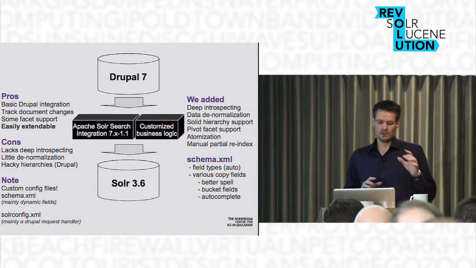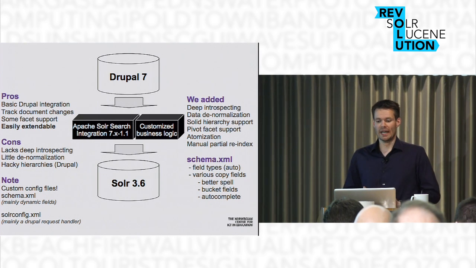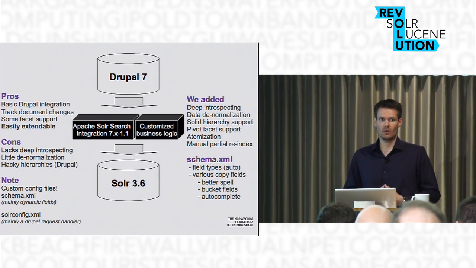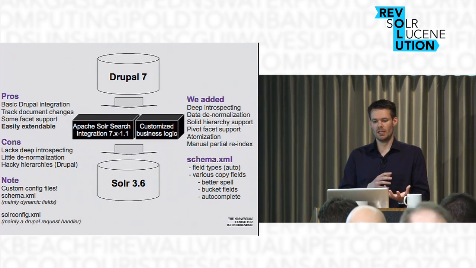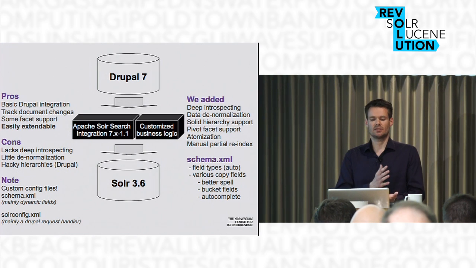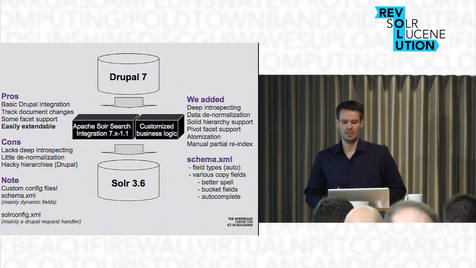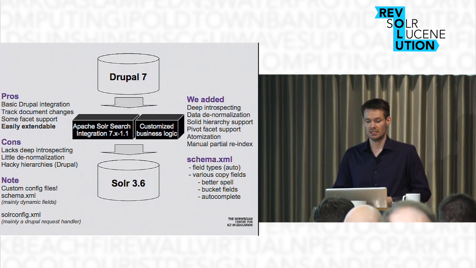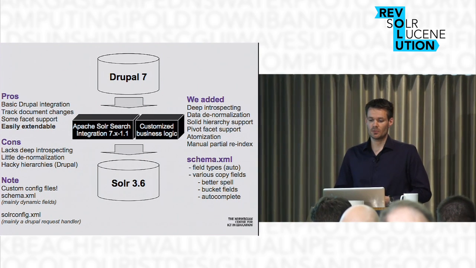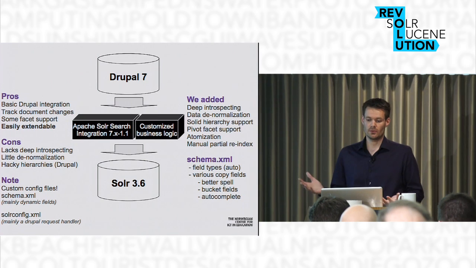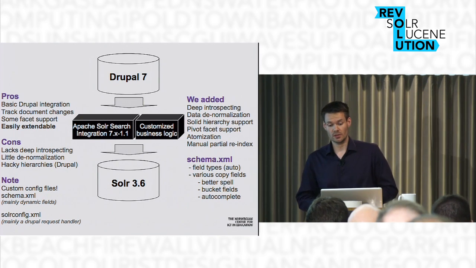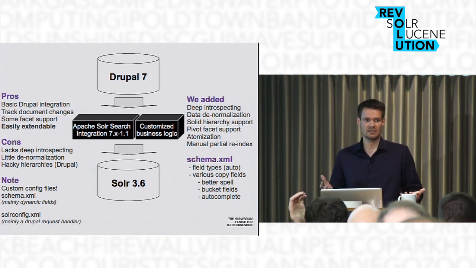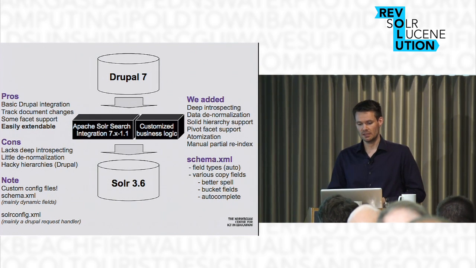So based on that module, we extended it quite heavily. We added deep introspecting capabilities. So you have a node which is related to another node. We gather data from the other node and index it with the parent node. That's what we mean by deep introspecting. That way, we do data denormalization. We added a solid hierarchy support for us to be able to do hierarchy facets. We had to add some pivot facet support. We're on Drupal, Solr 3.6, so pivot faceting isn't a real part of the Solr framework yet.